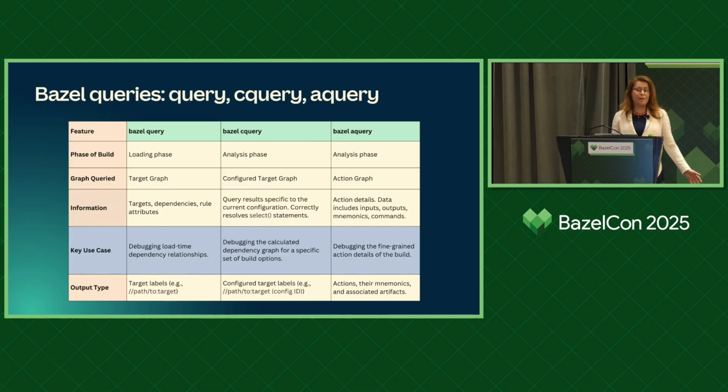You can use Bazel query to understand targets and their dependencies. It will query everything and go fast. You can use configuration query, C-query, to debug dependency graphs, and action query, A-query, to get the fine-grained details of every build, the actions for that build.